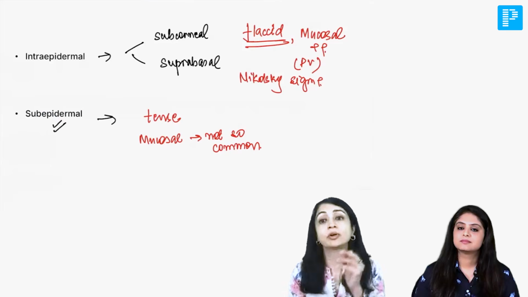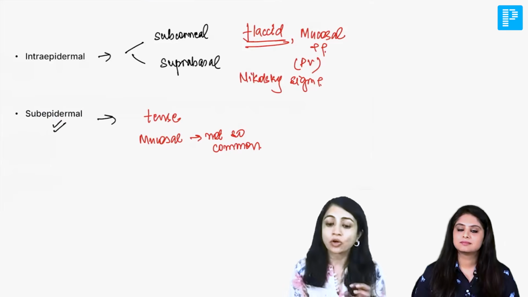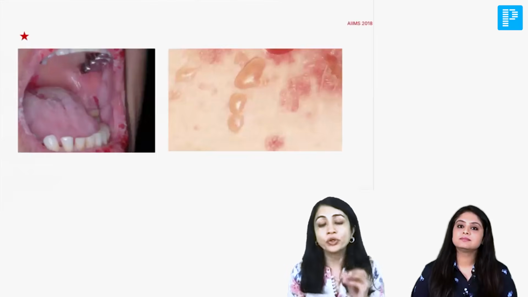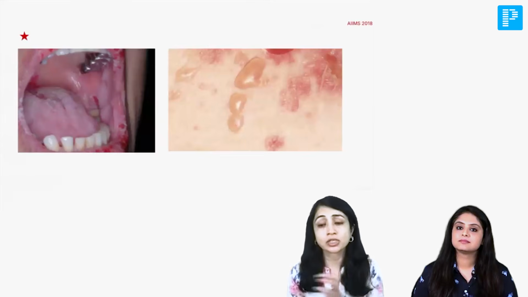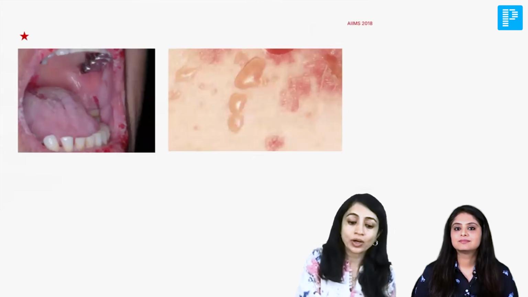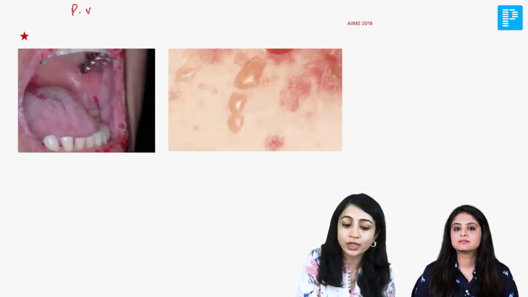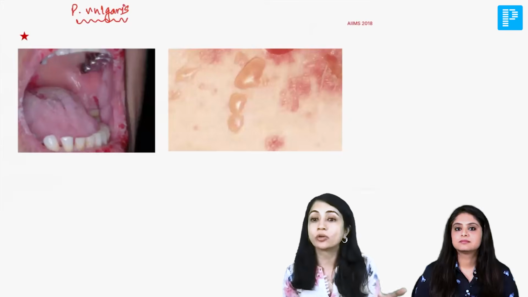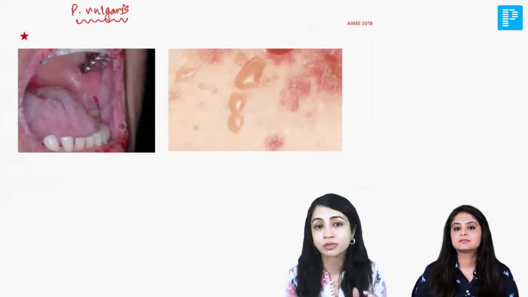Obviously, we'll be discussing the pathology part of it, but now quickly moving to a few intraepidermal disorders which are asked. There are lots of intraepidermal disorders, but two are majorly asked in the exams, and we'll be talking about those. They are pemphigus vulgaris and pemphigus foliaceus. As the name suggests, vulgaris means common, so it is the commonest form, and we are discussing it first.